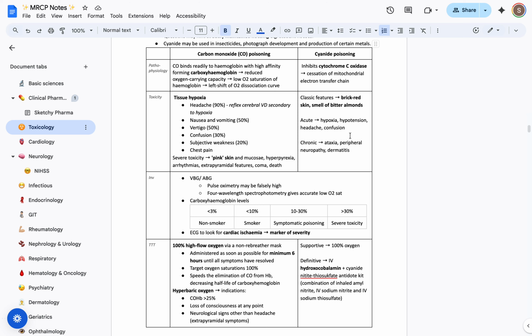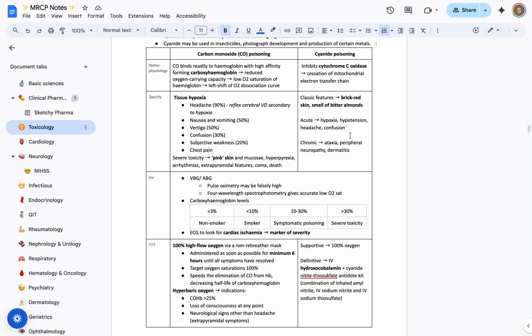Now, from 10% to 30%, this is poisoning and the patient will have symptoms. If it's more than 30%, this is severe toxicity that needs to be urgently treated. What is a marker of severity? It's the cardiac ischemia. So you have to do an ECG, because if the patient has any sort of ischemia in their heart, this is a marker of severity. So what are the 3 things that we will do? ABG, carboxyhemoglobin levels, and ECG.